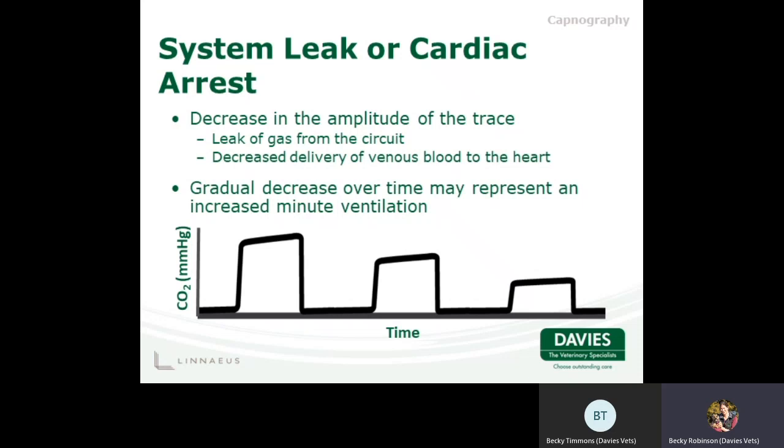This trace might also indicate a leak of gas from the system. Again, this could be a leak in your endotracheal tube cuff. So that's something that would need to be investigated. But at the more severe end of the scale, this sort of trace might represent a decreased delivery of venous blood back to the heart, and therefore it might be an impending cardiac arrest.